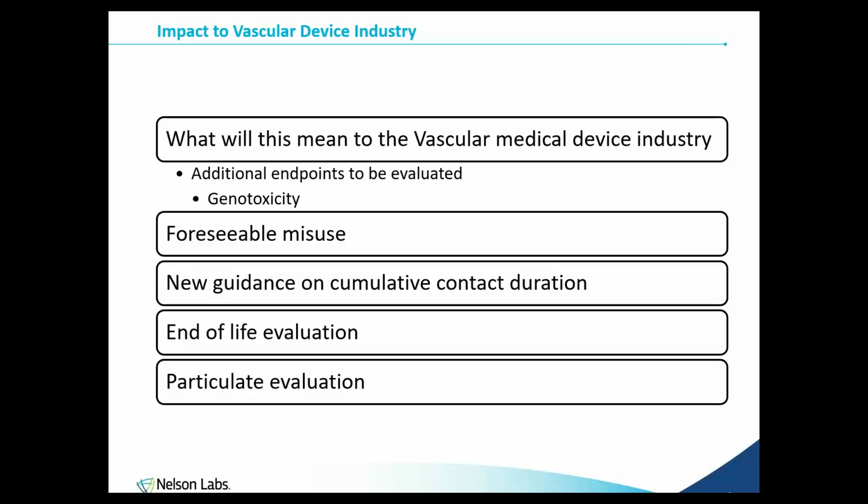We're also going to talk about some issues with foreseeable misuse, which will focus on vascular contact and what some foreseeable misuse might be. There's some new guidance about cumulative contact duration, so we'll talk about that, and end of life evaluation. Then Preston's going to jump into what particulate evaluation might look like for vascular devices, and I'll talk a little bit specifically about what the new standard means as far as enforcing or requiring more of that.